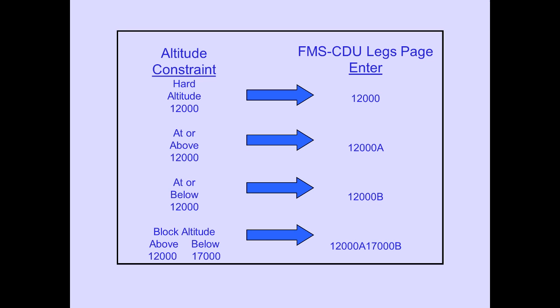In review, if the altitude constraint is a hard altitude, it displays that specific altitude. At or above is followed by an A. At or below is followed by a B. A block altitude is displayed as an at or above altitude in combination with an at or below altitude.